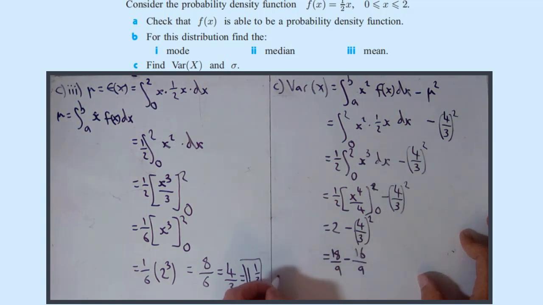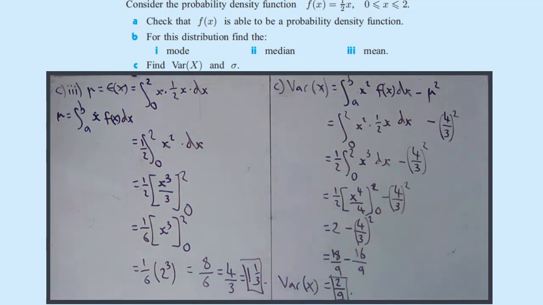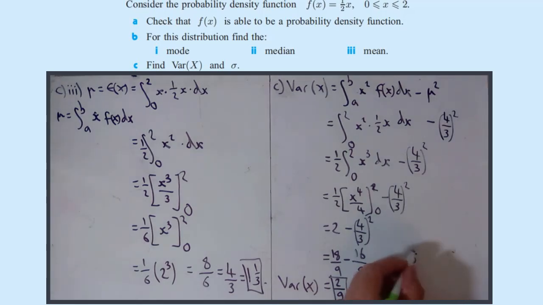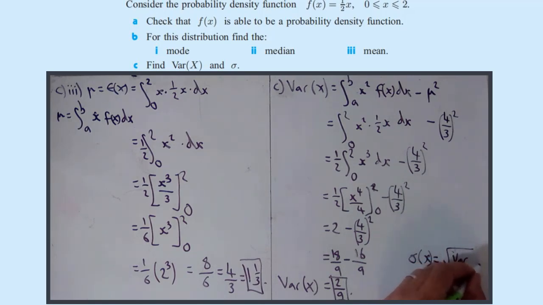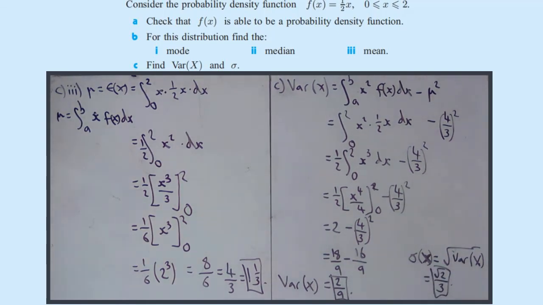So the variance of x is going to be 2 over 9. Okay, so that must mean the standard deviation sigma x, we know for any distribution, is going to be the square root of the variance. So sigma x is going to be root 2 over 3. So we just square root 2, square root 9.